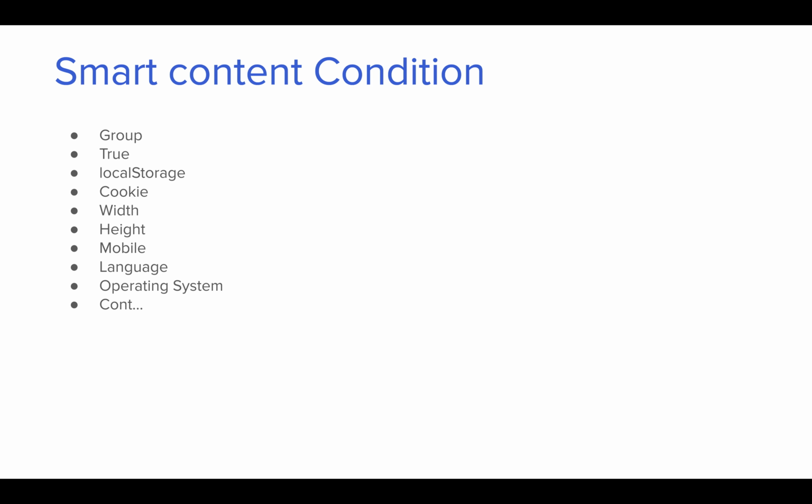Smart content conditions. There are a couple of conditions. The smart content module has two submodules, smart content block and smart content browser. Those two modules provide different conditions that can be used to detect whether something is true or false, and based on that you can choose the response or reaction, how you want to respond differently to the customer. So these are a couple of the conditions. I will show all of them in action once I jump to the demo.